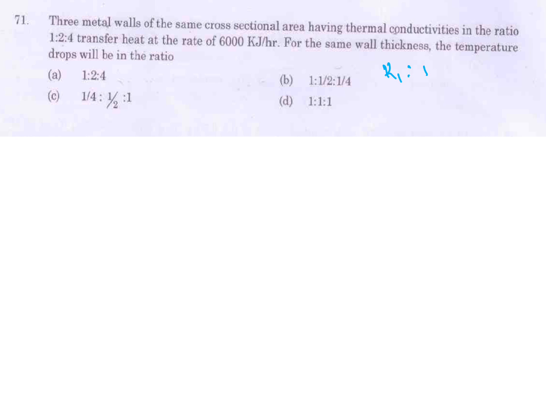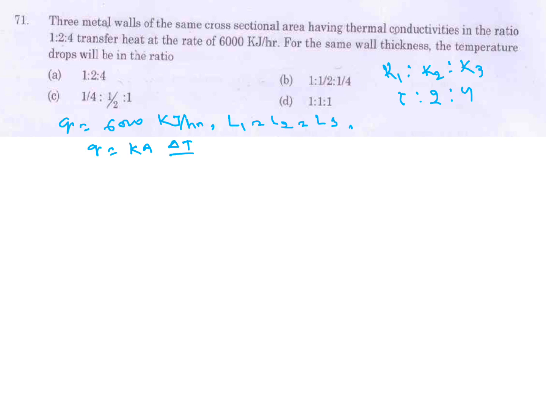K1 into K2 into K3, 1 into 2 into 4, and Q 6000 kJ per hour. Same wall thickness. So L1 equal to L2 equal to L3. Here we know Q equal to KA delta T by dL.